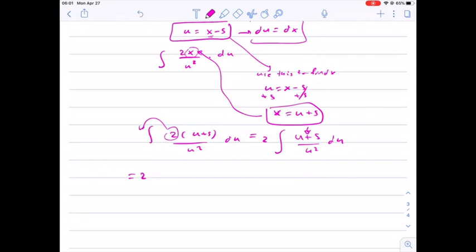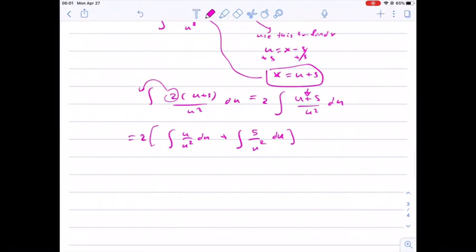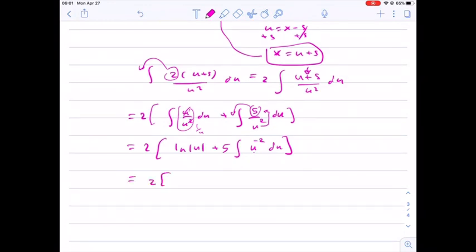We can split the integral from here. It becomes integral of u over u squared du plus the integral of 5 over u squared du. Now we can cancel u, we get 1 over u here, but integral of 1 over u is natural log of the absolute value of u, plus here we have 5, we can bring it here, the integral, and bring u squared up here, it becomes u to negative 2 du. We have 2 times natural log of absolute value of u plus 5.